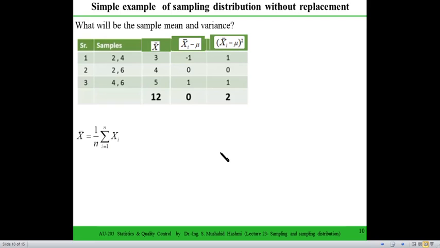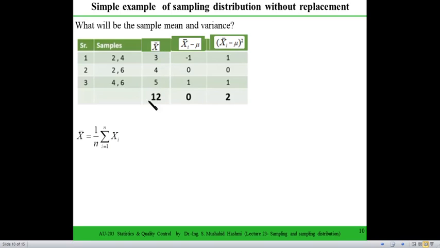So we have evaluated the sample mean. Here 2 and 4 is the first sample, 2 and 6 is another sample. If you take the sample mean, 4 plus 2 is 6, divided by 2 would be 3. 6 plus 2 is 8, divided by 2 would be 4. 6 plus 4 is 10, divided by 2 would be 5. So these are your sample means.